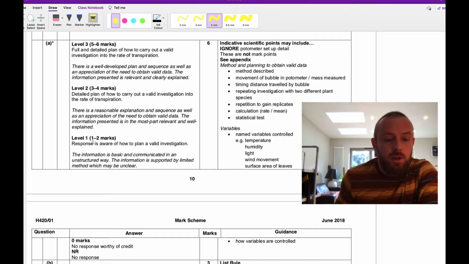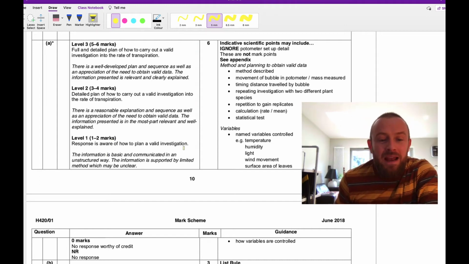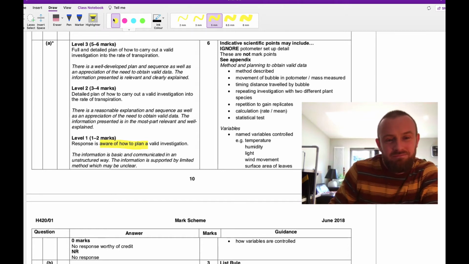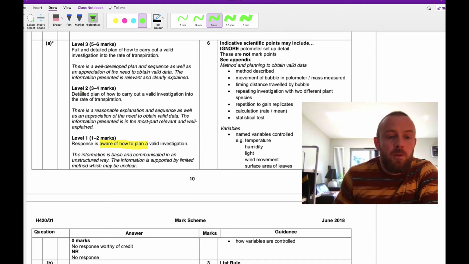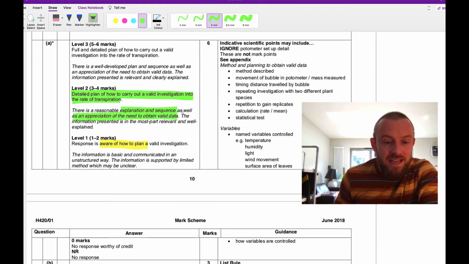So let's start actually with a sort of 1 to 2 mark answer. Response is aware of how to plan a valid investigation. Aware of how to plan. That's pretty sort of weak. For the level 3 or 4 answer, we need to have a detailed plan of how to carry out a valid investigation into the rate of transpiration. And for this detailed plan, you need an explanation and sequence of what to do, as well as an appreciation of the need to obtain valid data, and it needs to be well explained.